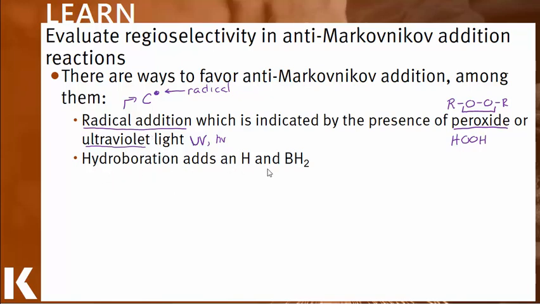The other thing you can do to favor anti-Markovnikov is hydroboration. You'll see this as BH3, and this will add a hydrogen and a boron-containing group. And we'll see examples of both of these pathways as we explore this topic further. So let's dig into those examples.